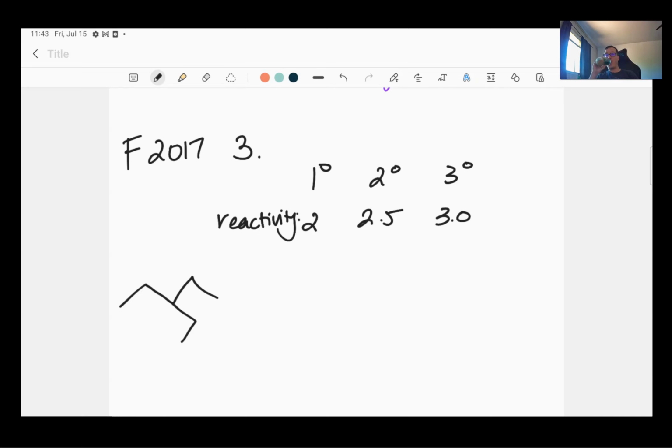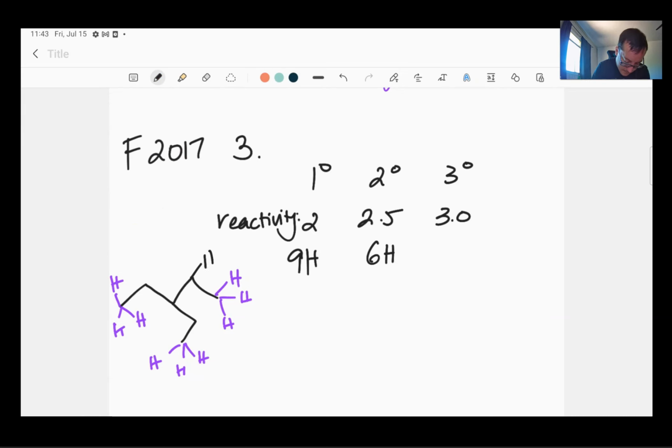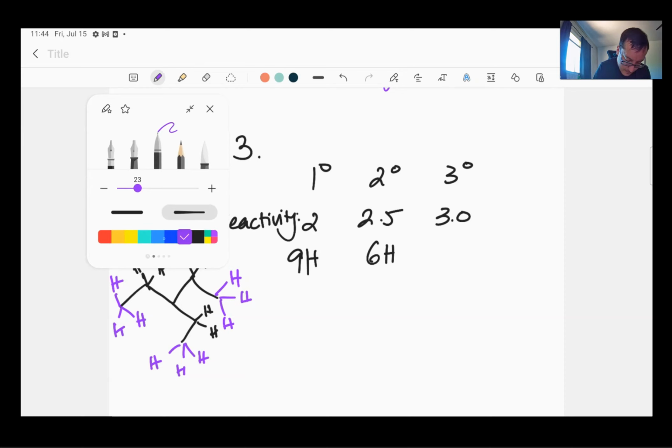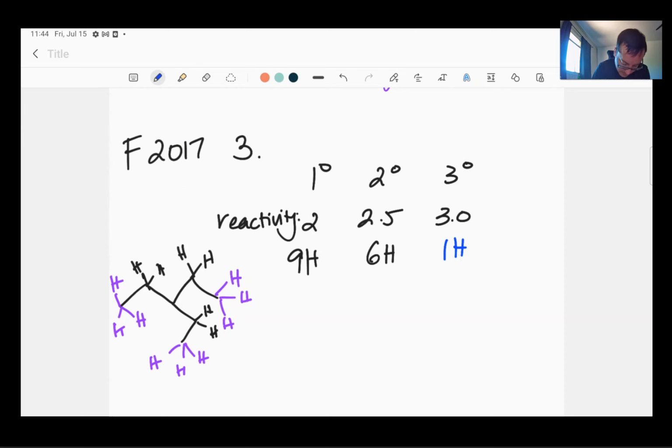And you tell me. 9. 6. Right. Each of these terminal carbons has 3 hydrogens. Those are our primary ones. We've got 9 of them here in purple. Great. How many secondary do we have? 6. And I'll put those in black, just so everybody can see them. And then how about the tertiary? Just 1 hydrogen. And that'll be blue.